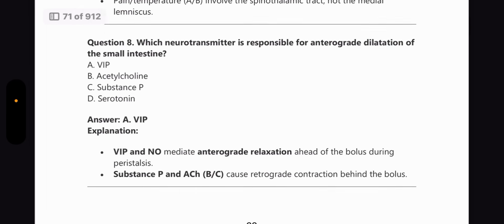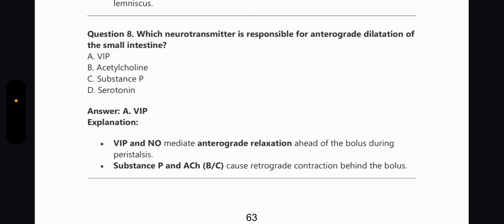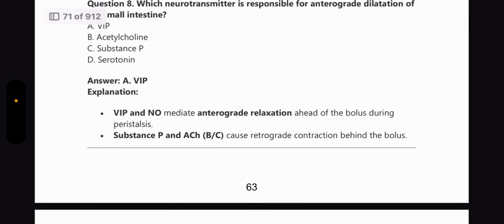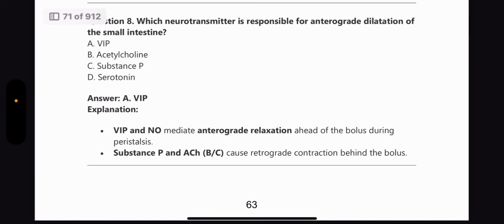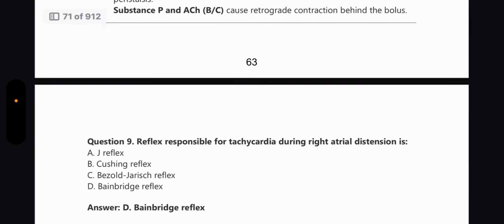Next, which neurotransmitter is responsible for anterograde dilation of the small intestine? Answer is VIP. So VIP and nitric oxide mediate the anterograde relaxation ahead of the bolus during peristalsis, and the retrograde contraction behind the bolus is mediated by substance P and acetylcholine. This again is a very, very important topic. Please try to remember this, an important point.